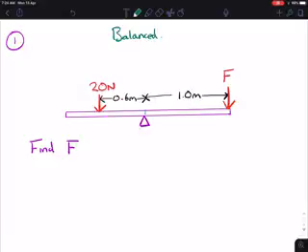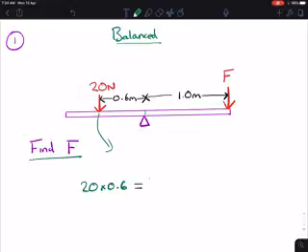Okay, so for the solution for this, we know that the beam is balanced, so we need to take all of the anti-clockwise moments and all of the clockwise moments, and we know that they are equal to each other. So the anti-clockwise moments going this way are 20 times 0.6, and the clockwise moments, which are equal to the anti-clockwise moments, is F times 1.0. So F is just equal to 20 times 0.6, which is 12 newtons.